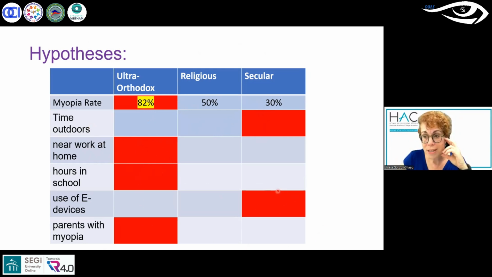We also hypothesized that the secular kids would have a lot more screen time than anyone else, and that there would be more parents with myopia in the ultra-Orthodox. So how did we do this experiment?